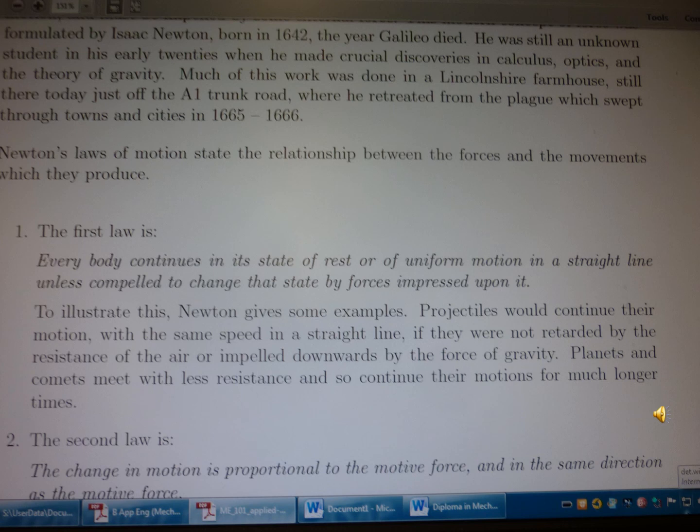And the second law is that the change in motion is proportional to the motive force and is in the same direction as the motive force. So when motion is caused by a force, the motion is directly proportional to the force acting on it, and it follows the same direction as the force.